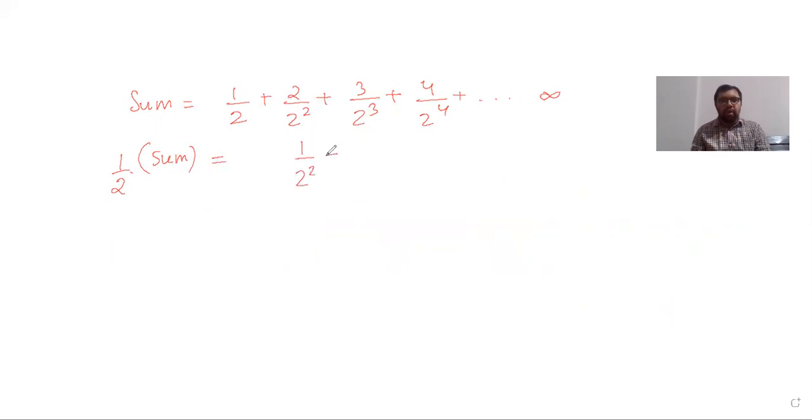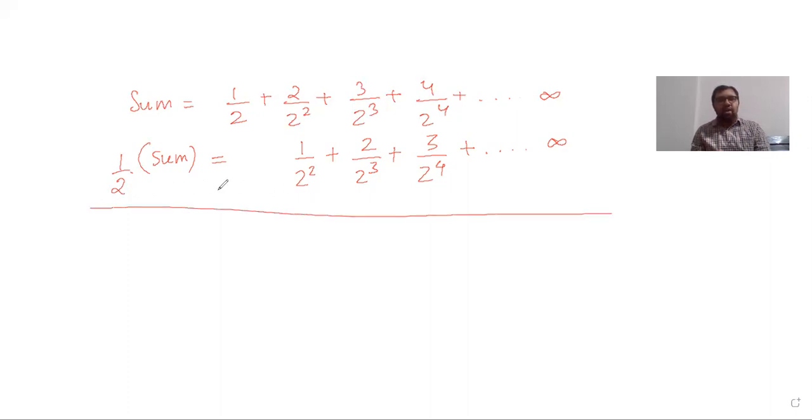So write 1 upon 4 below this term, 1 upon 2 square. Now when you multiply this by half, you get 2 upon 2 cube, so write this term below this term. Now when you multiply this by half, you get 3 upon 2 raised to 4, so you write this below this. What we are trying to do here is write similar terms one below the other, because the term having 2 square should be written below the 2 square term, and the 2 cube term below the 2 cube. It helps in simplifying this expression.